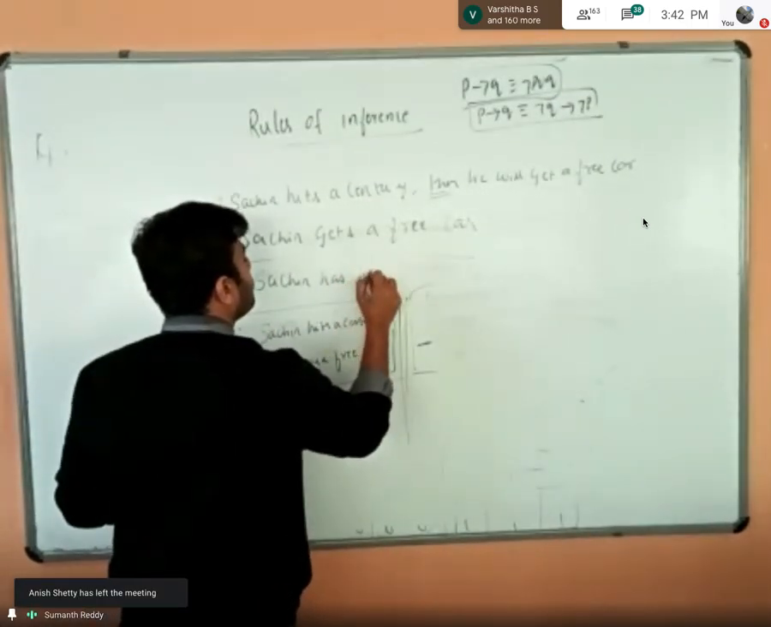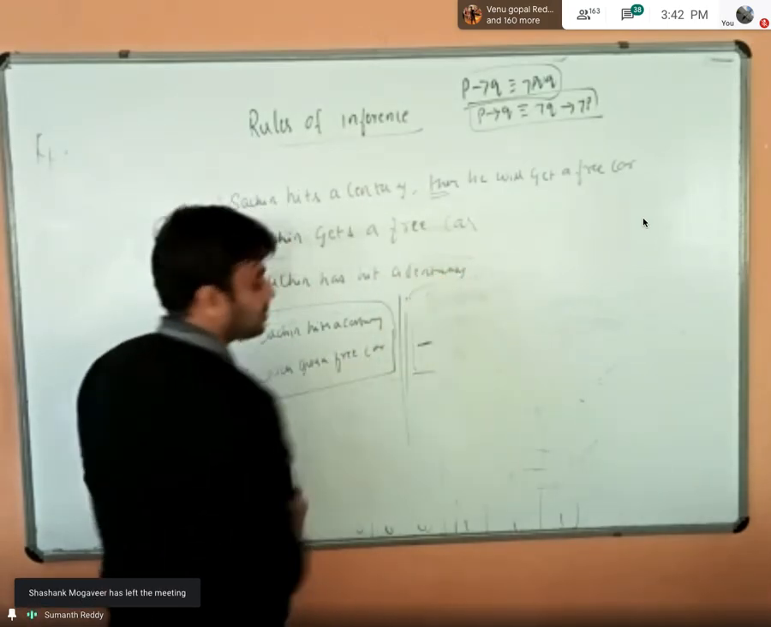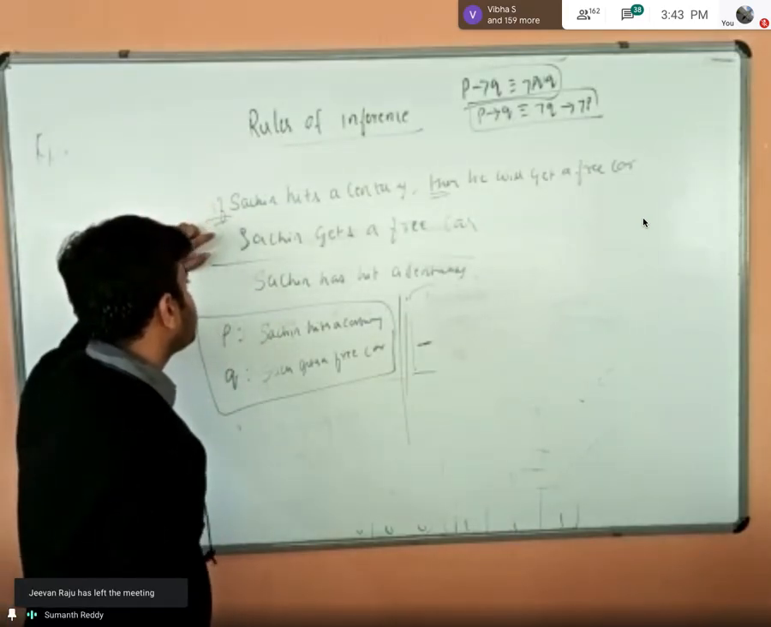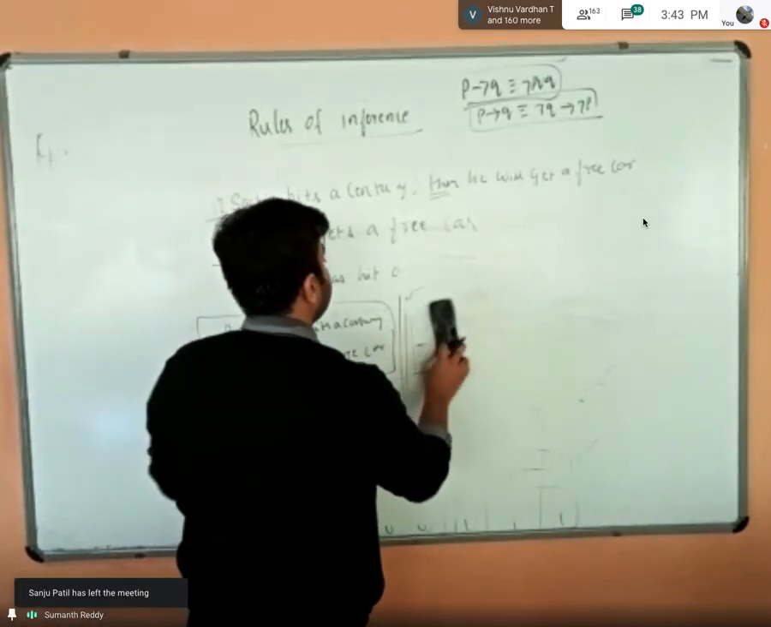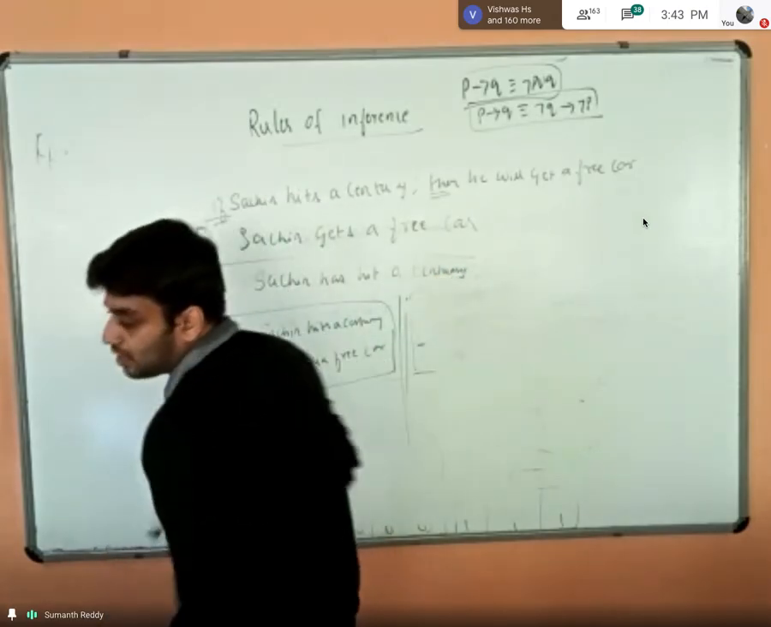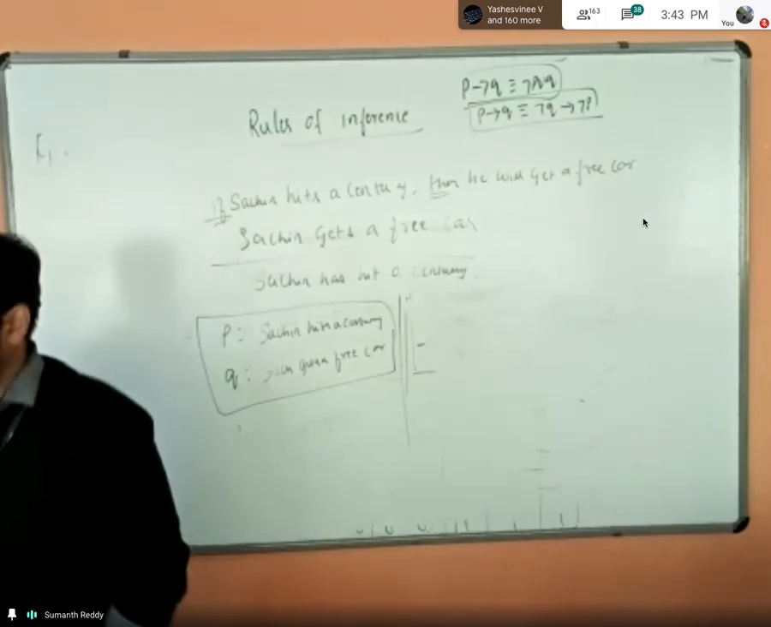Okay, so if the board is not visible for you properly, I'll just read out the question here. The first premise is if Sachin hits a century, then he gets a free car. And the second one is Sachin has got a free car. Okay, and the conclusion is Sachin has hit the century. So now you need to tell whether it is valid or not, and if it is valid, according to which rule. Already some answers are there. I don't know whether you are answering for the second one or this problem. So now I'm just asking you, tell me whether it is valid or not.